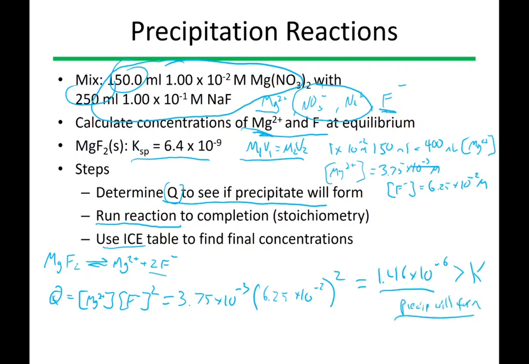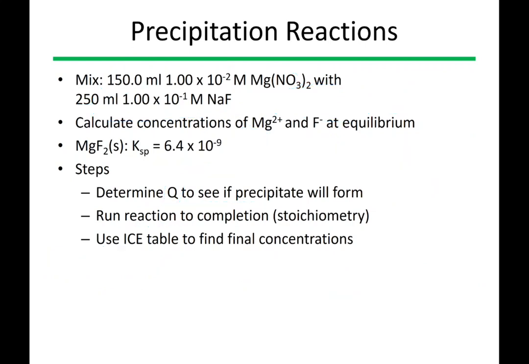And we need to figure out how much of this will form. In order to do that, we'll do this stoichiometry problem. So in order to do this, we need to look at the reaction that we're going to be doing. Again, we have our magnesium and fluoride that are going to make the solid. And since it's a stoichiometry problem, we need to convert everything to moles. So for magnesium, it's going to be the volume times the concentration. And same thing for fluoride.